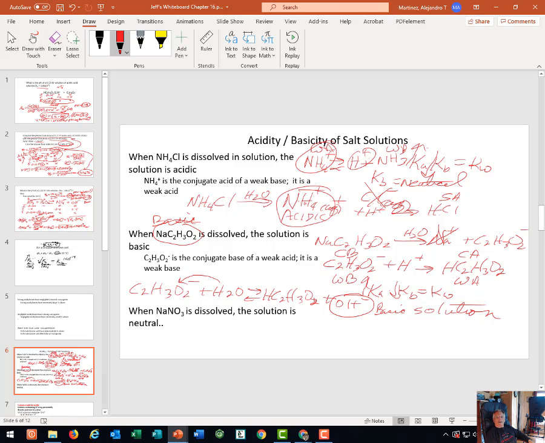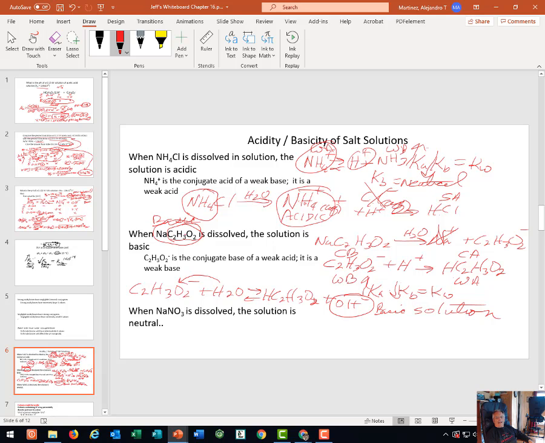All you're looking for to tell whether the salt is basic or acidic is primarily look at the anion first, because most of these are going to be basic. It'll be basic or neutral. Some of them will be acidic. You're going to really look for the ammonium cation, that NH4 cation, for acidic salts. Basic salts, just look for the conjugate base of weak acids.